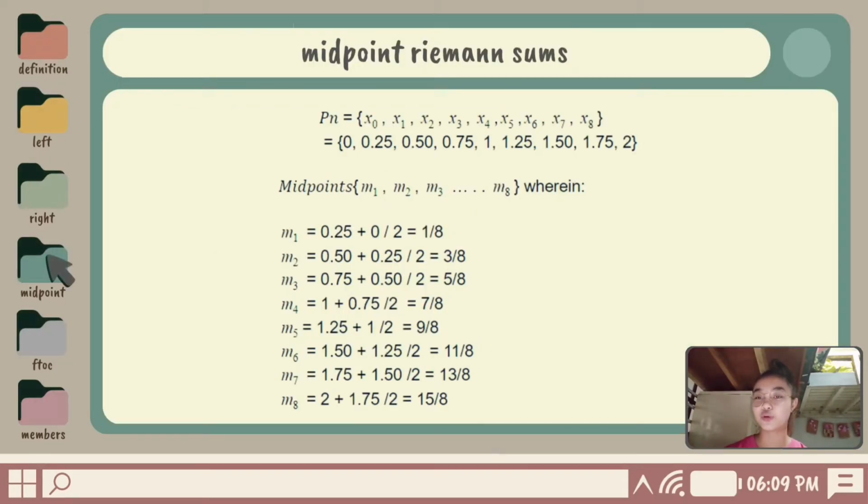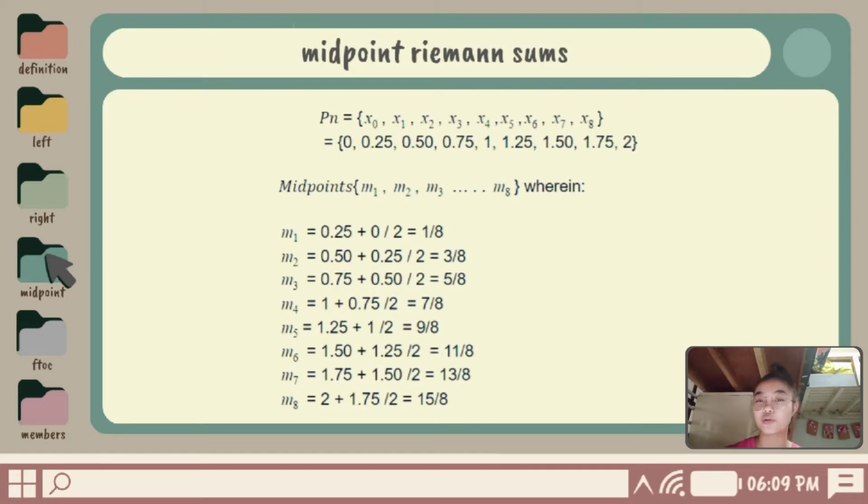To get the midpoint, we need to go back to our partition points to identify the midpoints. We have to get the values of the x sub 0 to x sub 8, which are 0, 0.25, 0.50, and so on and so forth. Getting the midpoints, our equation will be m sub 1, m sub 2, m sub 3, and so on and so forth. Wherein m sub 1 is equal to 0.25 plus 0 over 2, the answer will be 1 over 8. Next is 0.50 plus 0.25 over 2, the answer will be 3 over 8.